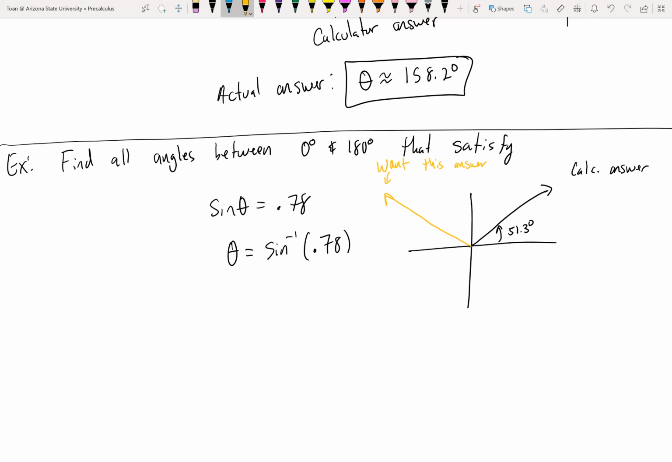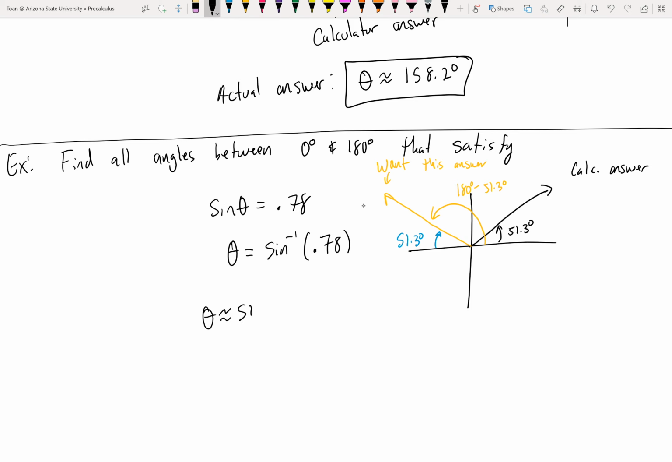How do I find it? You take the reference angle, which in this case happens to be itself, 51.3 degrees, and then all you have to do is calculate from standard position. So if the reference angle is 51.3 degrees, the yellow-orange answer should be 180 minus 51.3 degrees. So in this particular instance, we must list two answers. I should probably use approximate symbols.